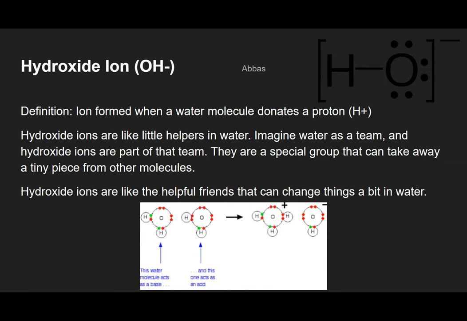Hydroxide ion. Definition: the ion formed when a water molecule donates a proton of hydrogen. Hydroxide ions are like helpers in water. Imagine water as a team, and hydroxide ions are part of the team. They are a special group that can take away a tiny piece from other molecules. Hydroxide ions are like the helpful friend that can change things a bit in water.